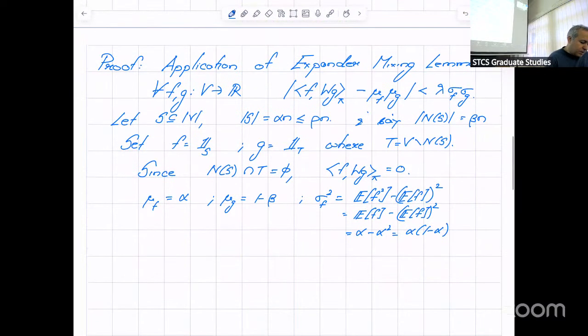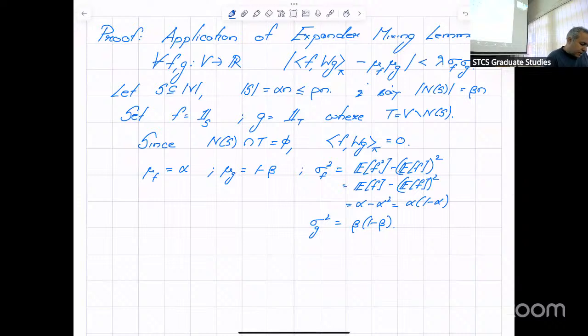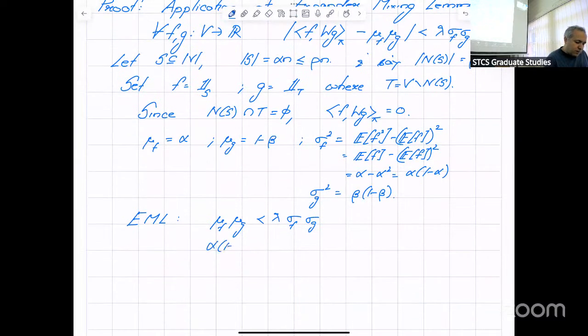And similarly, sigma g square will be beta into 1 minus beta, rather 1 minus beta into beta, which is the same as beta into 1 minus beta. Let's just write EML. EML tells us mu f, mu g is less than lambda sigma f sigma g. This is just alpha into 1 minus beta is less than lambda into square root of alpha into 1 minus alpha beta into 1 minus beta.